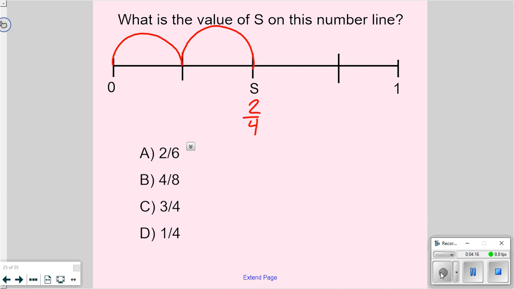So, what am I going to pick? I could go with A. It's got a 2 in it. That's kind of like 2/4. It's got a 2 in it. I can go with C or D. They're both fourths. Wait, B has a 4. Maybe that's it. Wait, how do I pick an answer choice? The correct answer is up here.